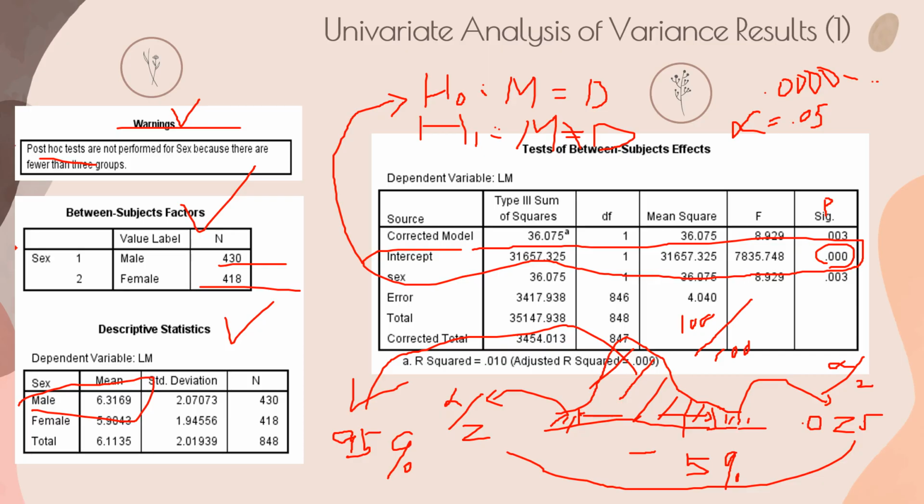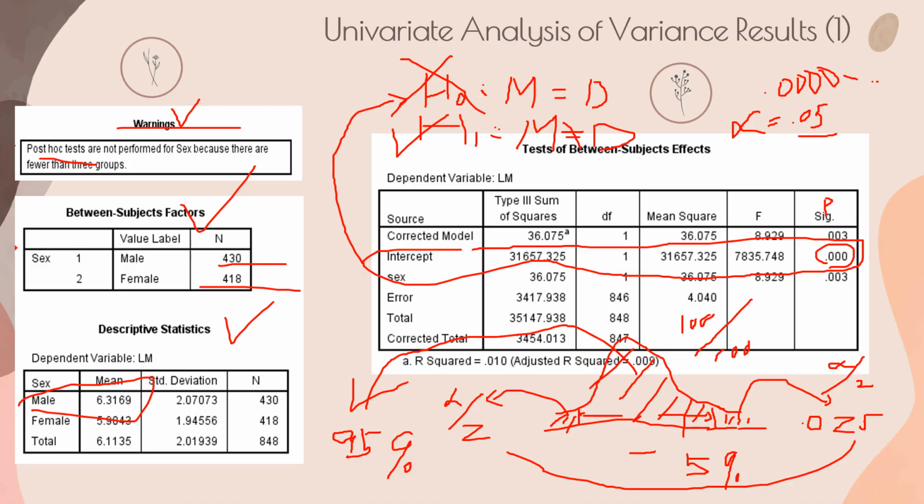So remember, when 0.000 is less than 0.05, reject the null. That means the model is not equal to data. You reject the null hypothesis, you accept the alternative hypothesis. So that means the model is not equal to data.